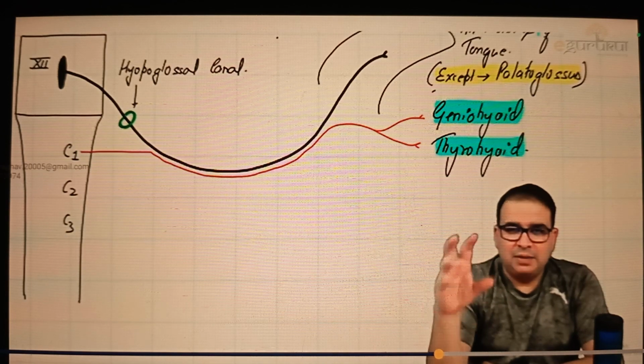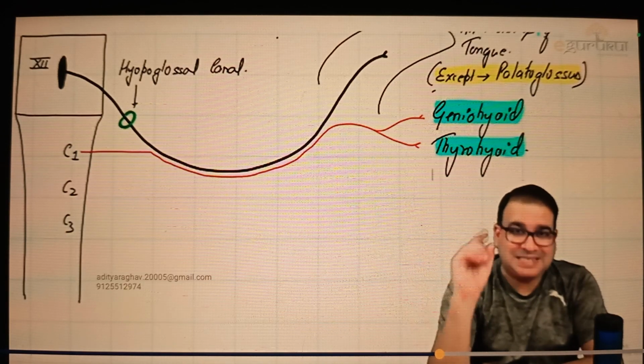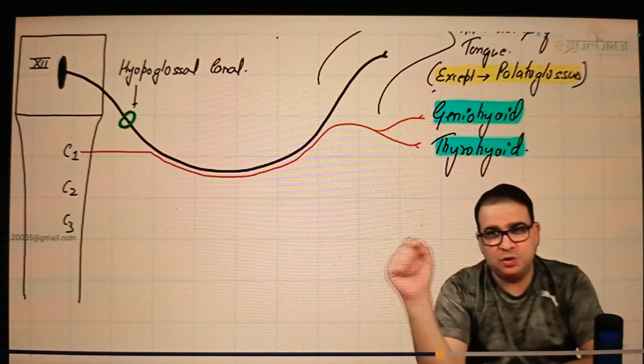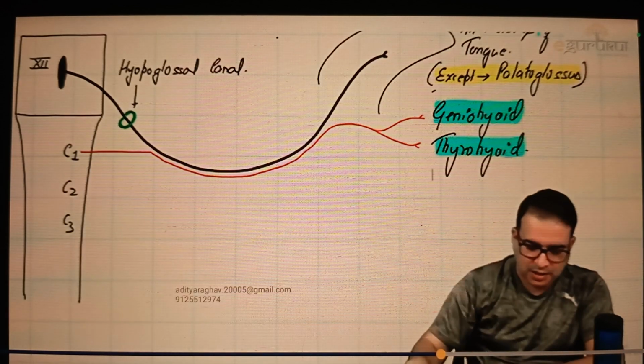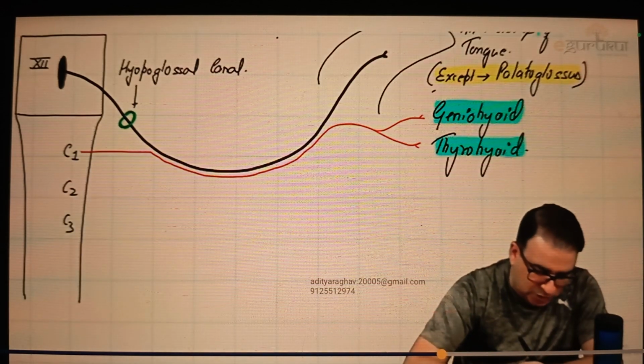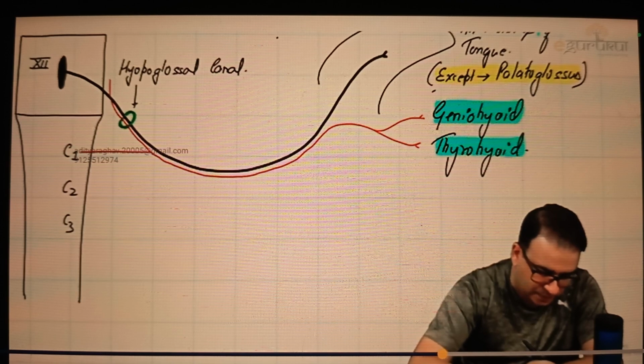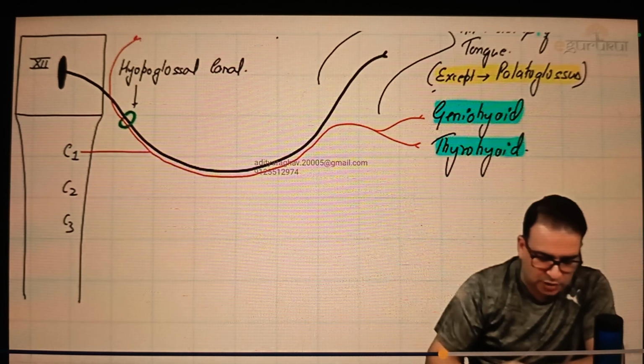So geniohyoid and thyrohyoid, both these muscles, don't say they're supplied by hypoglossal nerve, they're supplied by C1 via hypoglossal. The C1 nerve is using the hypoglossal nerve to reach its destination. Well, this is still not it. The C1 nerve will also use the hypoglossal nerve to go back into the cranial cavity.